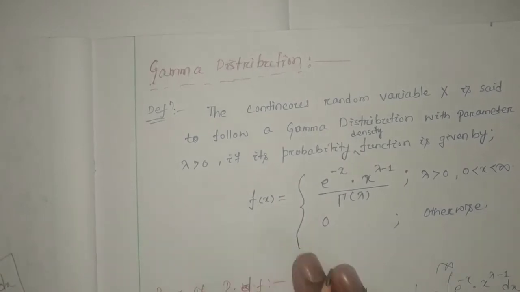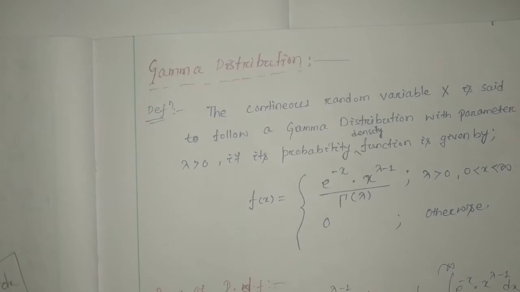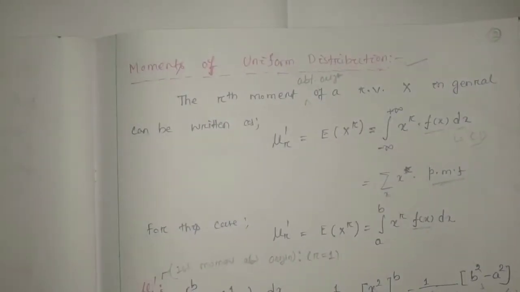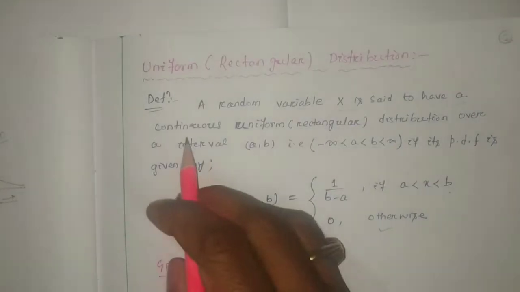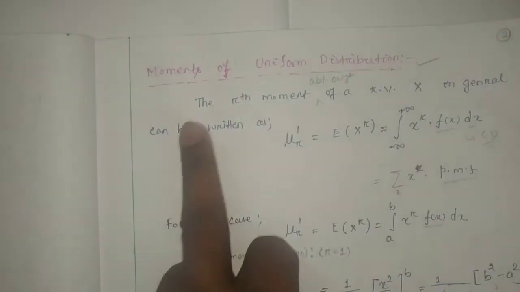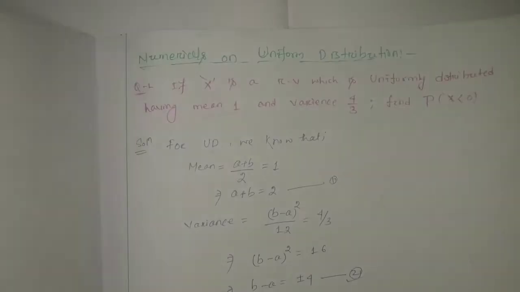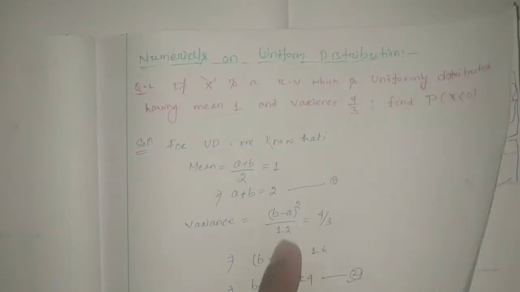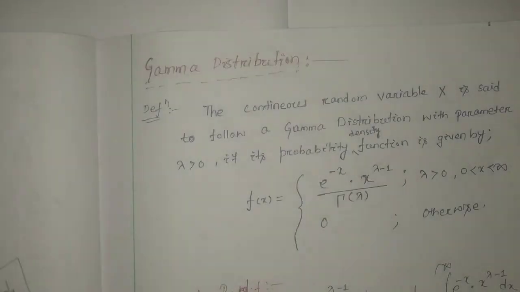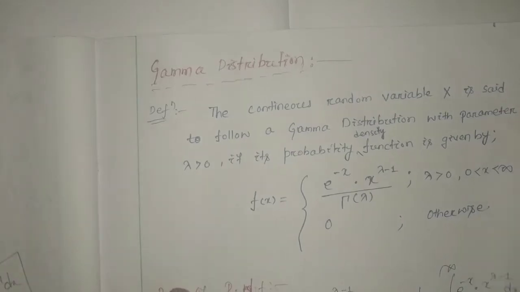In today's class, we are going to discuss the gamma distribution. In our previous class, we discussed the uniform or rectangular distribution in detail: the moments of the uniform distribution, its moment generating function, and some numericals. In this class we are going to discuss the gamma distribution. So let's start.